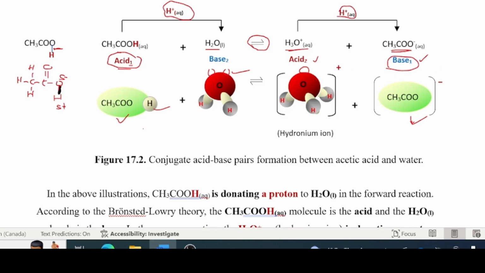What do you see here now? These two resemble each other mostly, right? Very closely. And because this one is acting as the acid here, this must be its base here. That basically is the Lowry-Bronsted theory of acids and bases. For the forward reaction, you can see in this case, acetic acid is the acid, water is the base. For the reverse reaction, you see that the hydronium ion here is the acid, and this is the base. You can see the resemblance here with the acid and the base. These are called conjugate acid-base pairs.